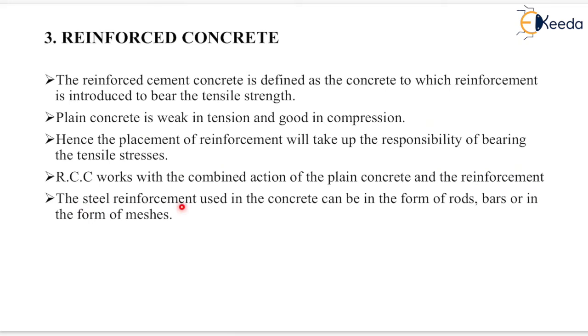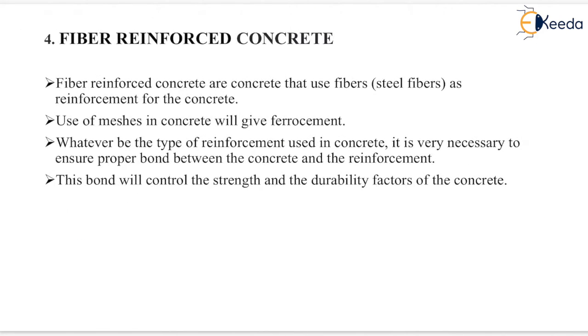The steel reinforcement used in the concrete can be in the form of rods, bars or in the form of meshes. Next one is the fiber reinforced concrete. Fiber reinforced concrete uses fibers, that is steel fibers, as reinforcement for the concrete. Use of mesh in concrete will give ferro cement. Whatever be the type of reinforcement used in concrete, it is very necessary to ensure proper bond between the concrete and the reinforcement. This bond will control the strength and the durability factor of the concrete.